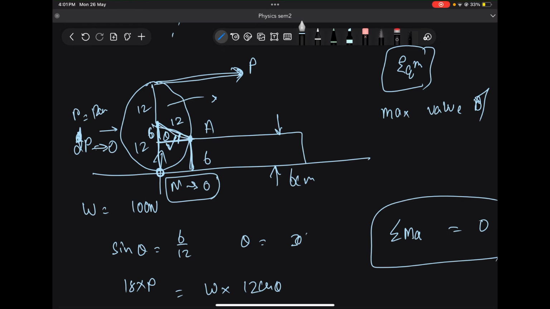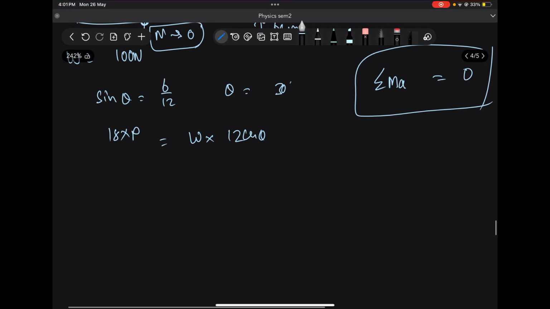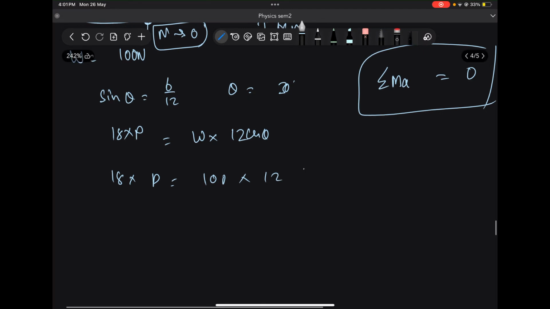So this, remember, weight is acting like this, right? So there is no normal force, but the weight still exists, right? So weight is like this. This is your perpendicular distance, which is r vector, and this length you know is 12. This angle is theta. So if I were to take moment of weight, I will take W into 12 cos of theta. So using that, I can take this as 18 into P is equal to 100 into 12 into root 3 by 2, and you will get P as 57.73.